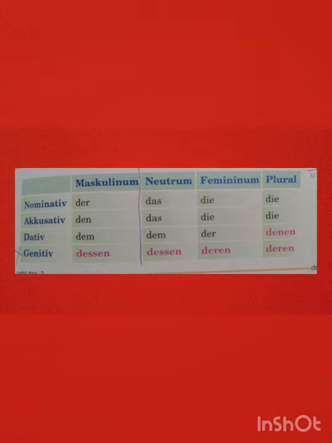So, der will become dem, die will become der. That means if you see die in feminine, die is becoming der. Das, which is neuter, das will become dem, and again we have one more die, that is plural die. That plural die will become denen. Now we have a few examples. Those examples will help you to understand how these relative pronomen and these definite articles are quite similar. So let us proceed towards the examples.